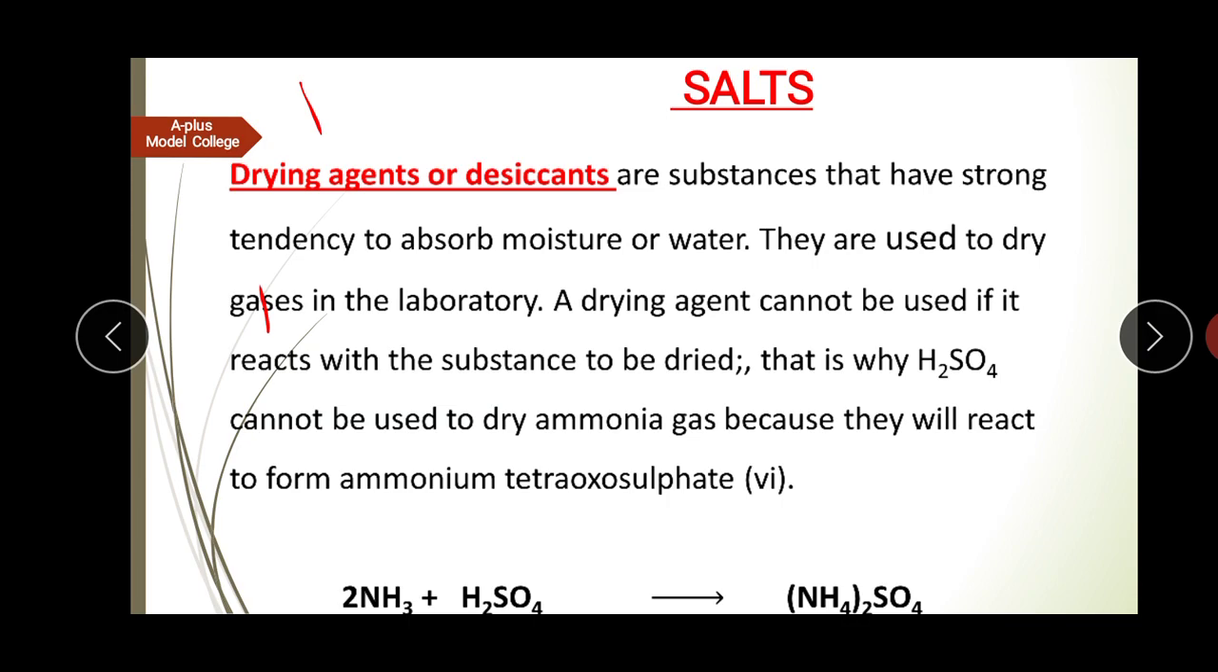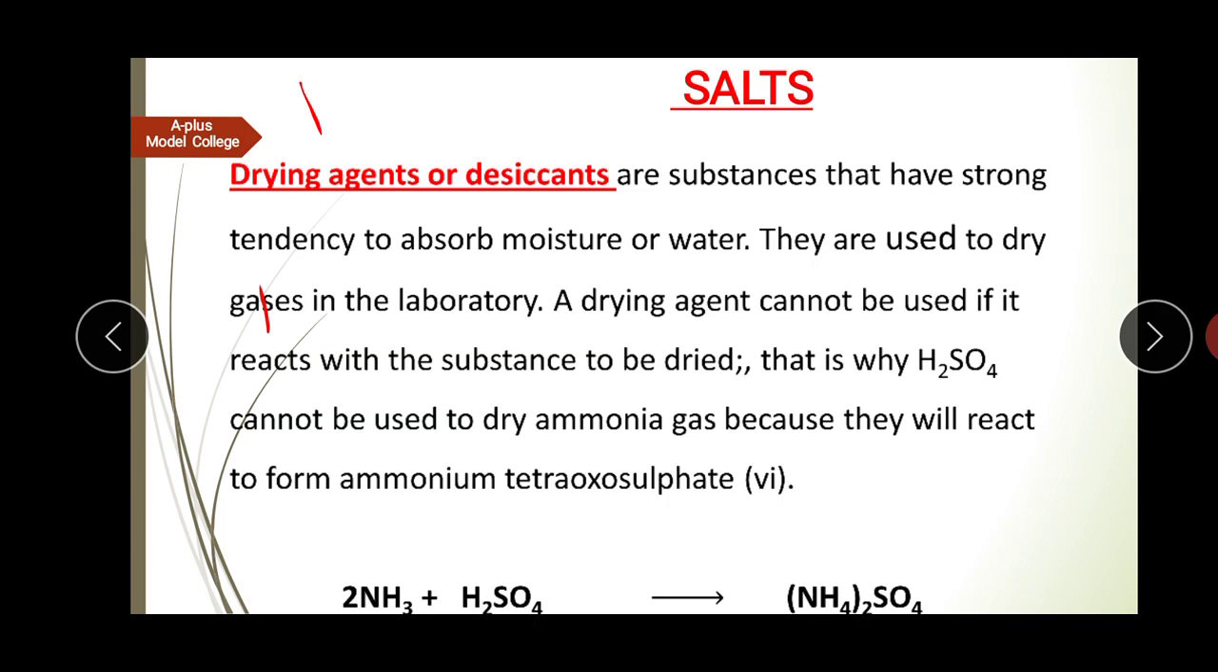Most gases are dried by use of H2SO4. But one exception is ammonia. H2SO4 is not used to dry ammonia. We use calcium oxide to dry ammonia. Don't forget, we need to dry some gases because most of the gases that we prepare in the laboratory are still moist in nature. They have water. So when we prepare them, we need to pass them through a drying agent or desiccant so that the water can be removed.